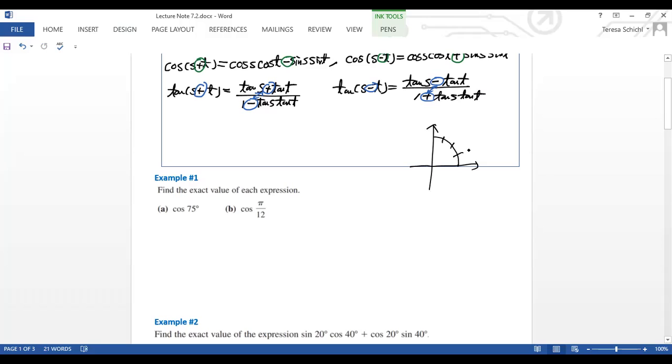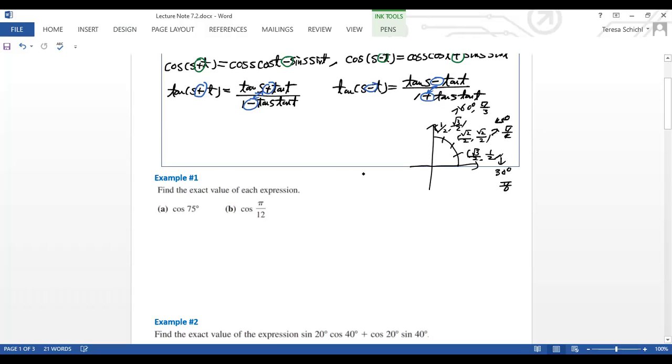We have square root of 3 over 2 and 1/2, then square root of 2 over 2 and square root of 2 over 2, then 1/2 and square root of 3 over 2. We only have those few specific values. This is 30 degrees or pi/6, this is 45 degrees or pi/4, and this is 60 degrees or pi/3.